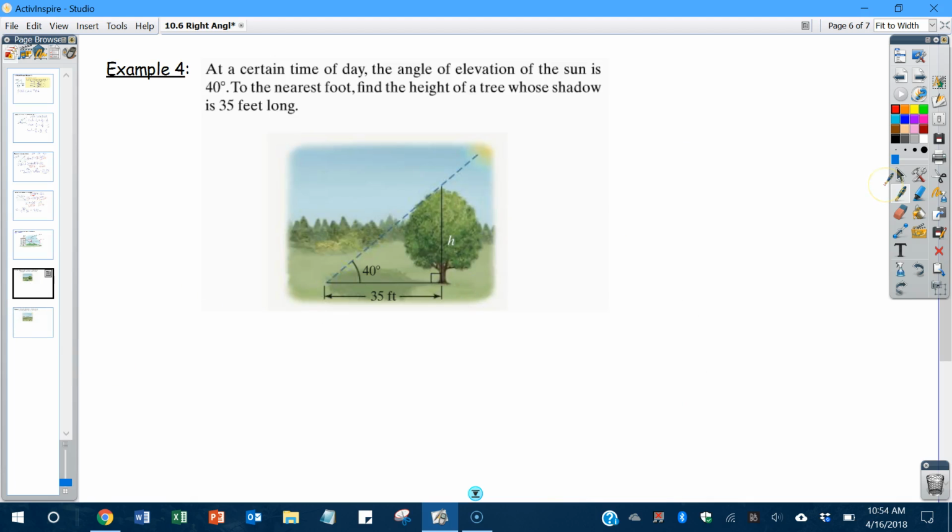So here's kind of a common problem. At a certain time of day, the angle of elevation of the sun is 40 degrees. So if you're just standing somewhere looking at the sun, the angle of elevation is going to be 40 degrees at a certain time of day. So maybe you just know that. Okay, and then here we have a tree whose shadow at that time of day is 35 feet long. So what happened is we've got a right triangle where the angle of elevation is 40 degrees, and this side is 35 feet, and we can actually use trigonometry to calculate the height of the tree.